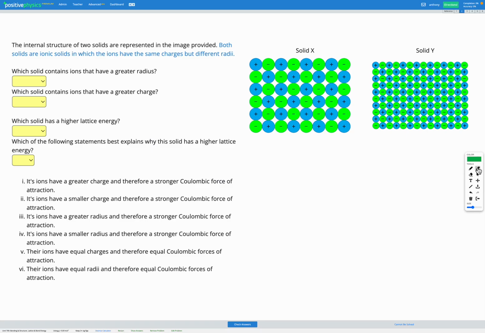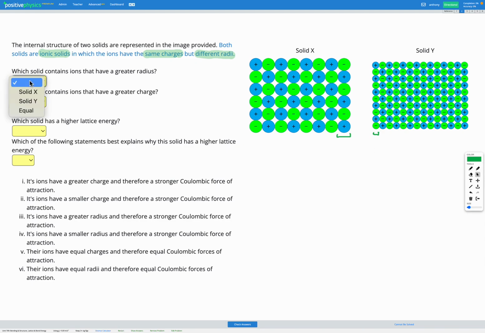In this question, we've got two solid structures shown. We're told in the question both are ionic solids, in which the ions have the same charges, but they have different radii. So looking at our diagram, we can see that the charges are the same from solid X and solid Y, but the radius of our particles on solid X, if we compare them, is a lot bigger in solid X than in solid Y.